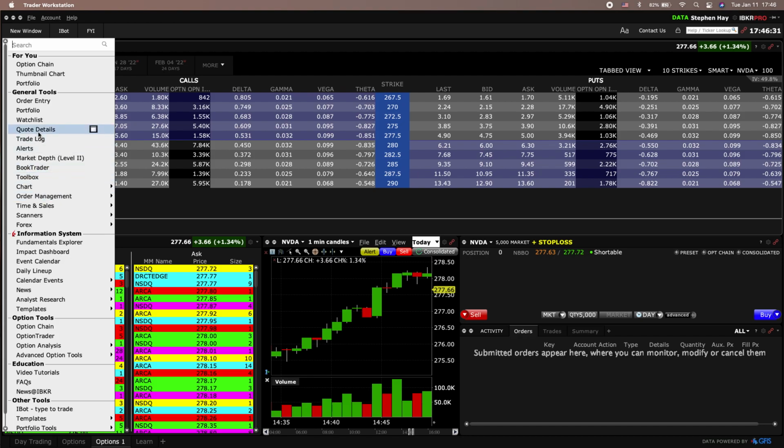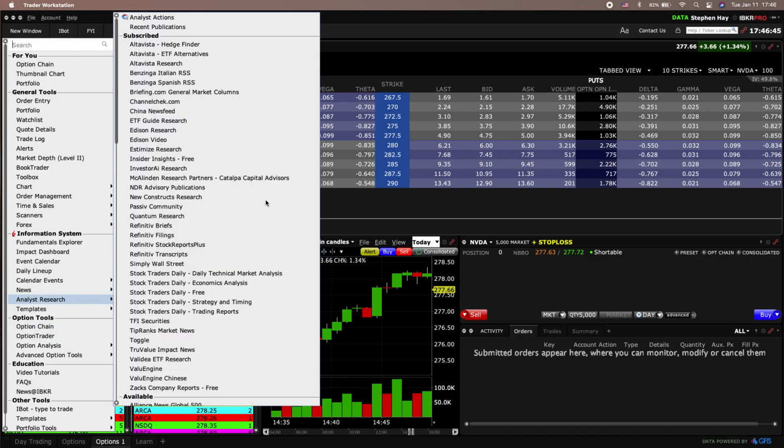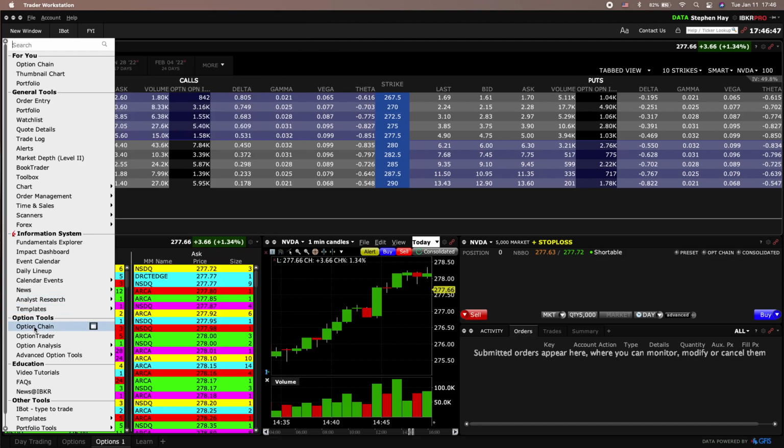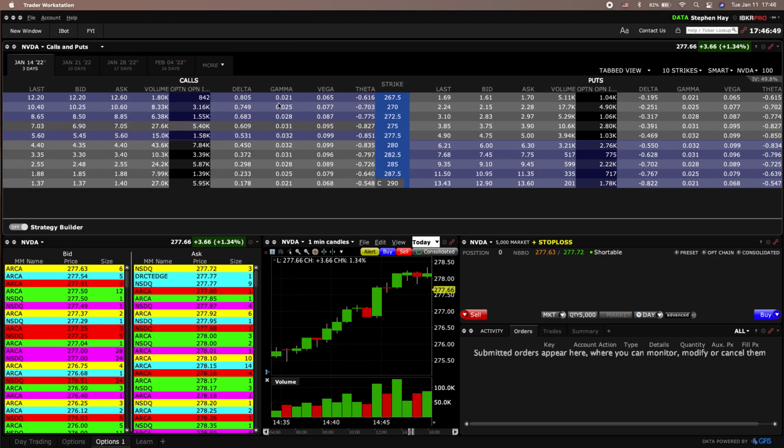Okay, so starting off with the options chain table. Basically, on IBKR, on the top left, if you click new window and scroll all the way down to options tools, you should see the option chain right there. So you're going to click that, and that's going to give you this table over here, right?